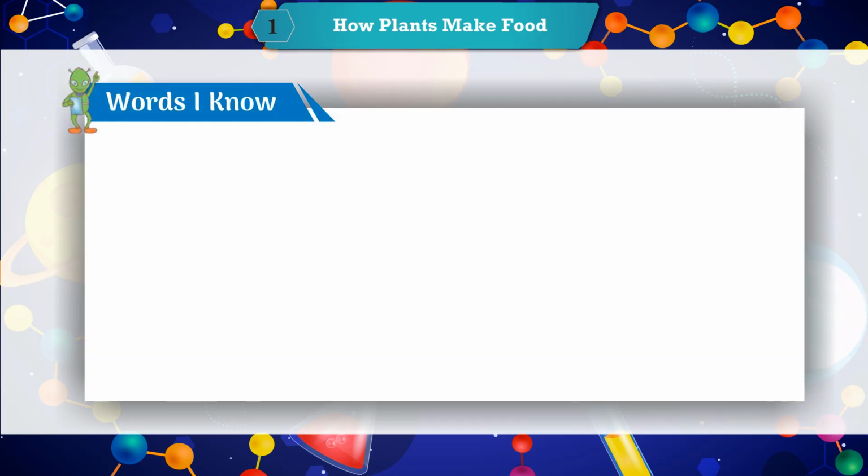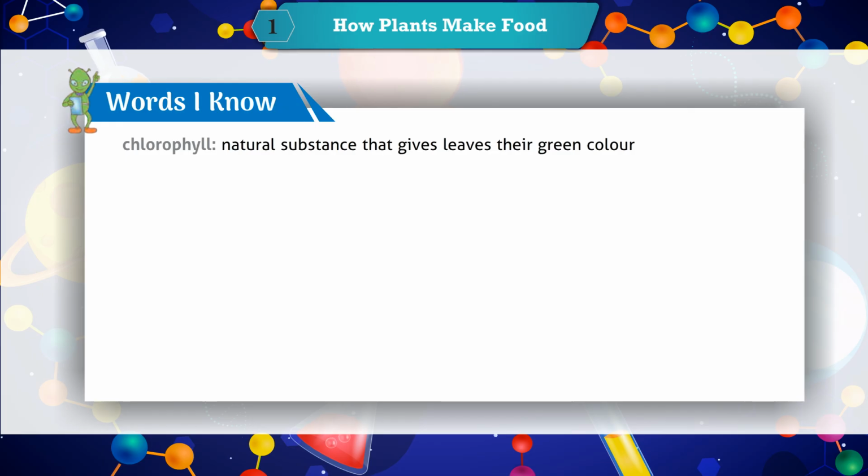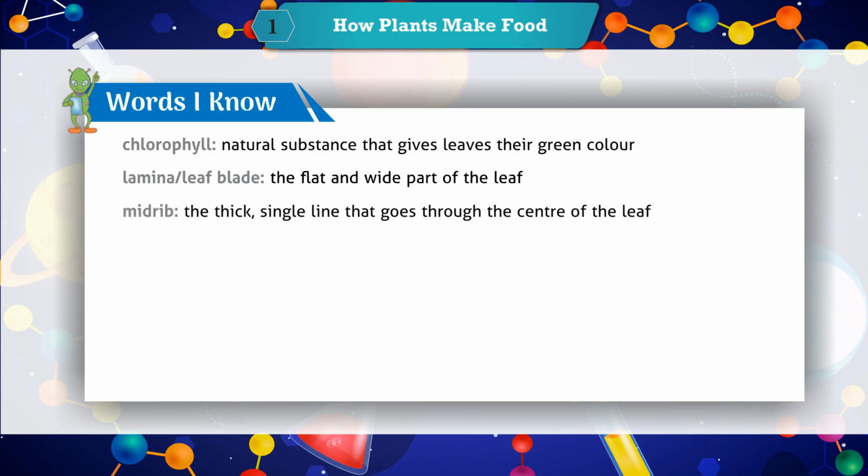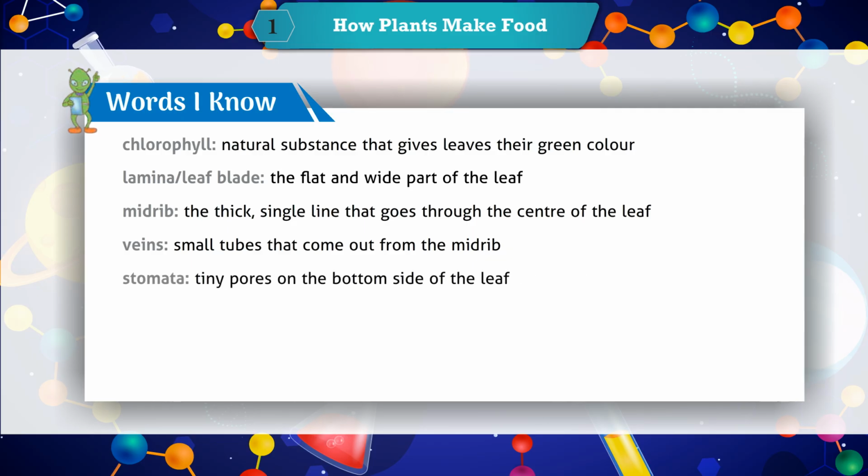Words I know. Chlorophyll, natural substance that gives leaves their green color. Lamina or leaf blade, the flat and wide part of the leaf. Midrib, the thick single line that goes through the center of the leaf. Veins, small tubes that come out from the midrib. Stomata, tiny pores on the bottom side of the leaf.